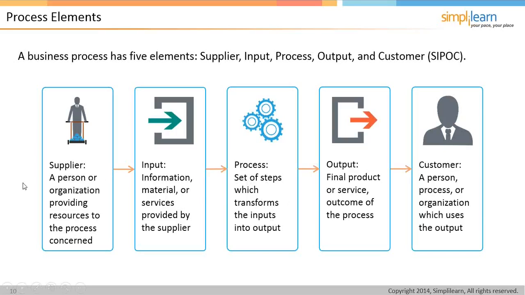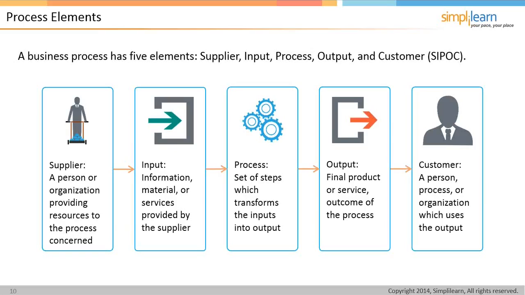Now going to the far left-hand side, we have the supplier. So a person or organization providing resources to the process concerned. They provide the stuff. They provide the inputs. So things like information, material, or services provided by the supplier. It goes into that process step that I mentioned a moment ago. Something happens, it's changed or transformed. It creates an output. That's the result. Whatever's happening does something, and that something becomes the output. It's the final product or service or outcome of the process. That happens at each step, each step along the way until the very end.